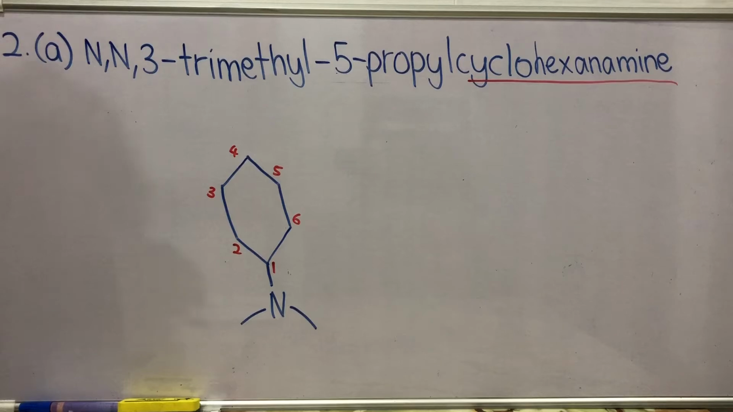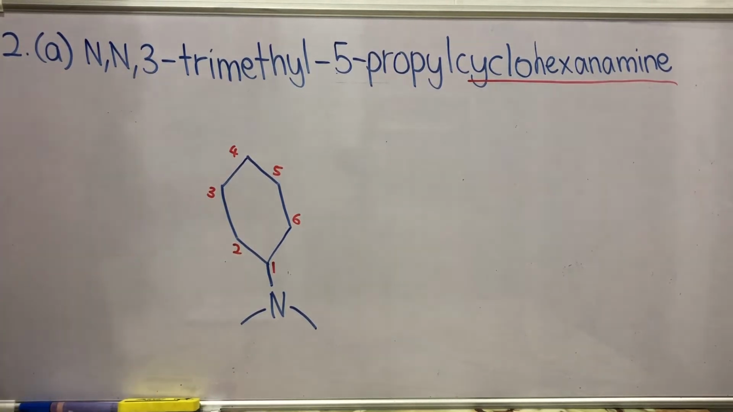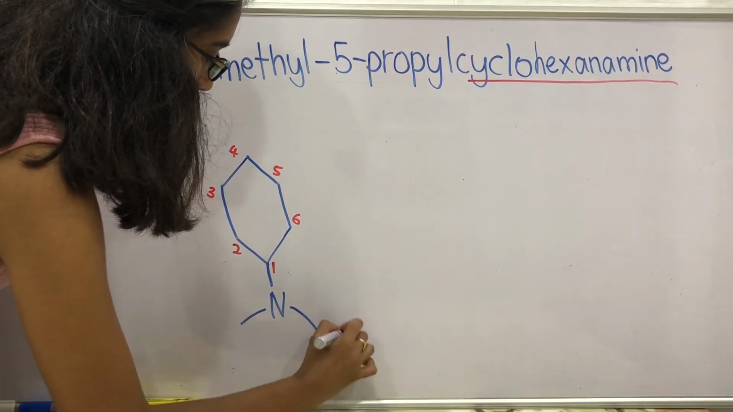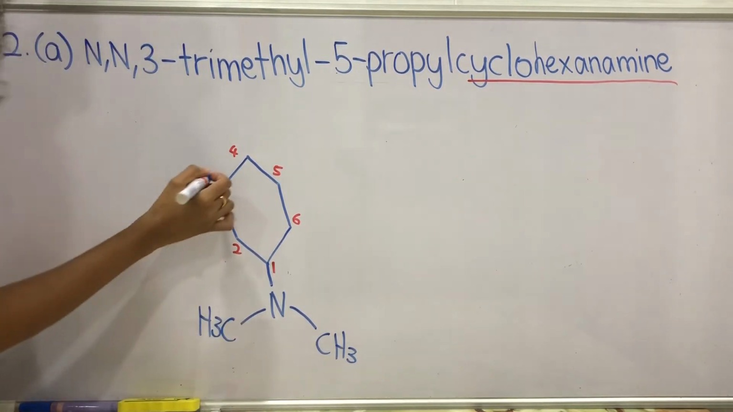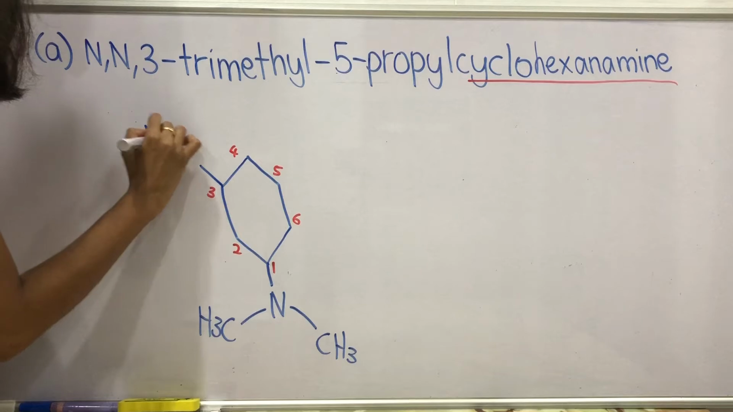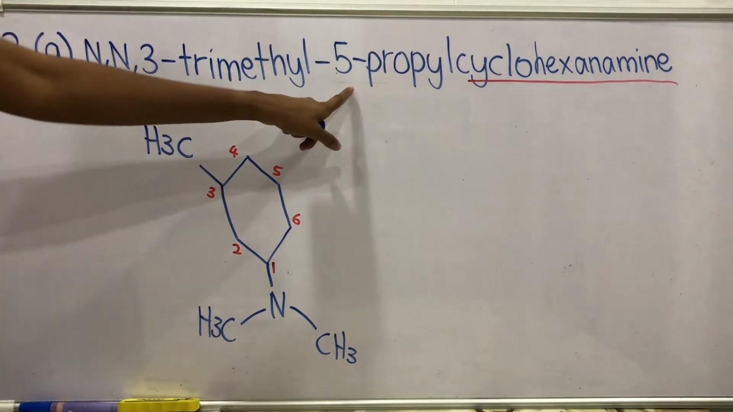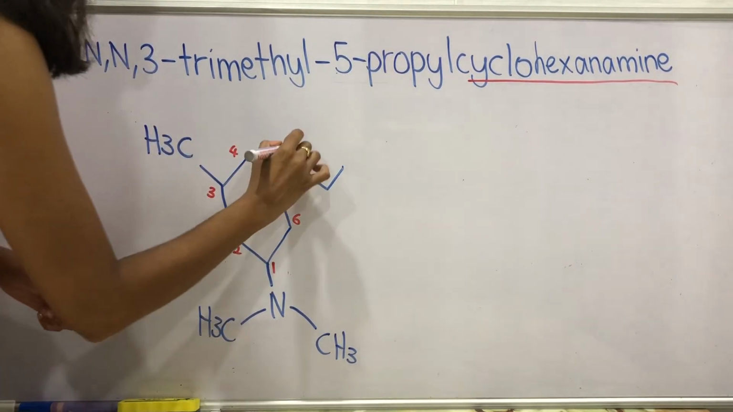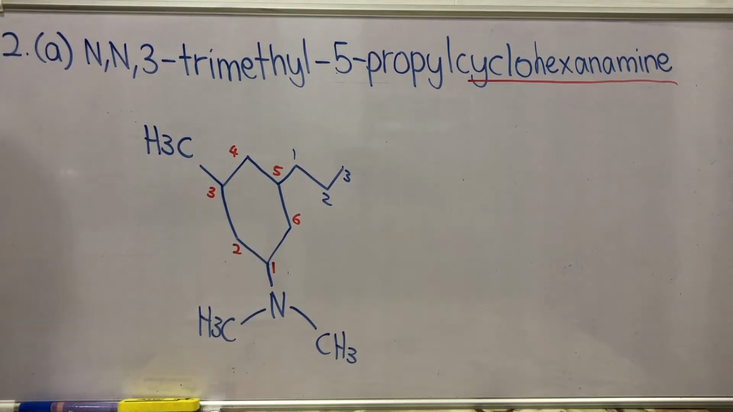So now let us look at the remaining part of the naming, N,N,3-trimethyl. Therefore, both of these are substituted with the methyl groups. And also add carbon number 3, one more methyl group. And lastly, at position number 5, there will be a propyl group. So that's 1, 2 and 3, propyl group. So that would be the structure.